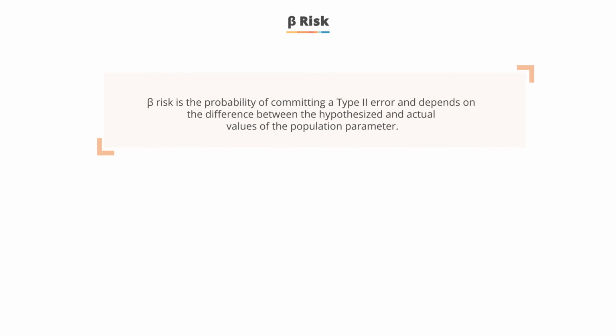So, the risk with beta. This is the probability of committing a type 2 error, and it depends on the difference between the hypothesized and actual values of that population parameter compared to that sample. Now, beta is computed as 1 minus alpha, so it's inversely proportional to alpha. Remember that alpha and beta essentially add up to 1. They're both decimals. So usually you're seeing 0.05 alpha and 0.95 beta, sometimes 0.1 alpha and 0.9 beta, and for stringent testing, 0.01 alpha and 0.99 beta.